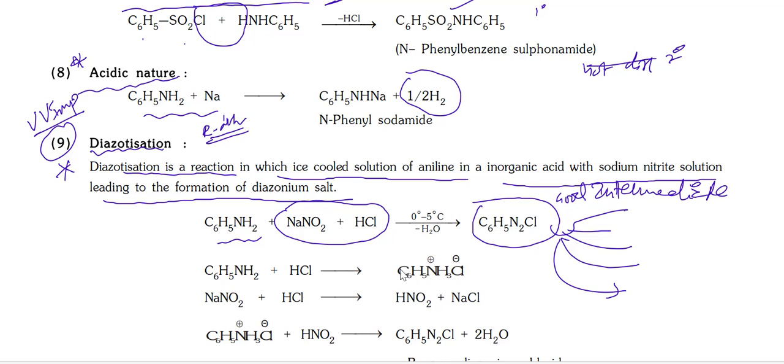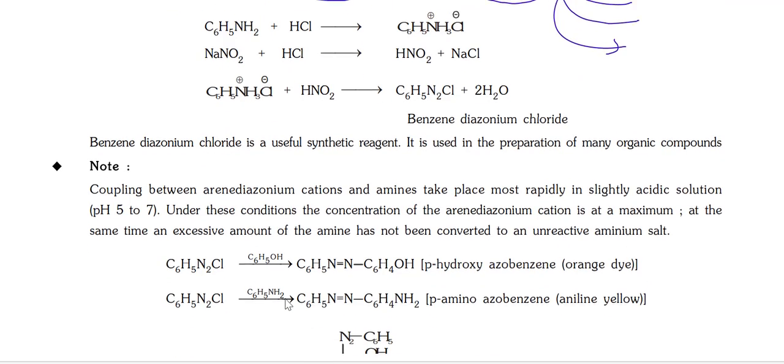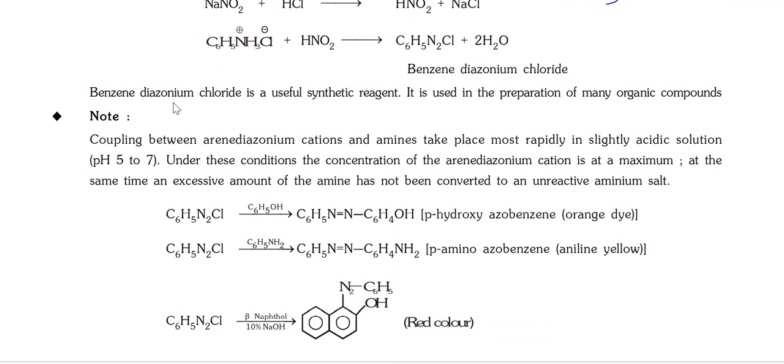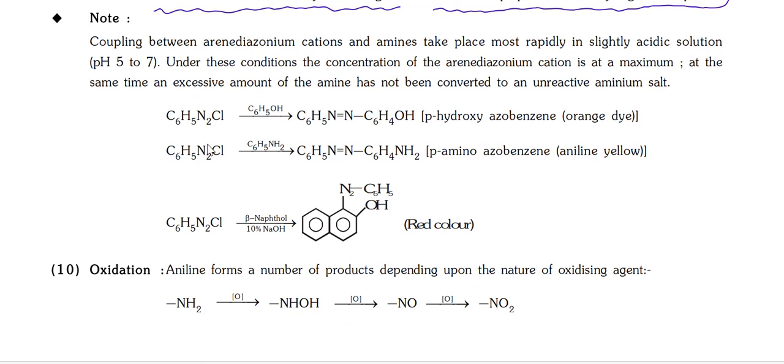From this benzene diazonium chloride, so many compounds we can prepare. We can see them in the next slide. Benzene diazonium chloride is a useful synthetic reagent. It is used in the preparation of many organic compounds. Yes, note this point here.